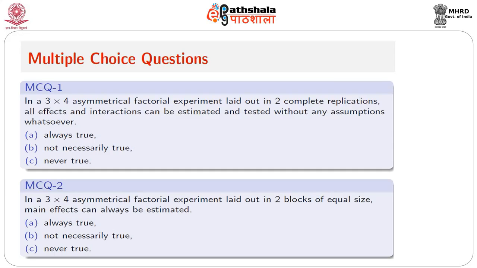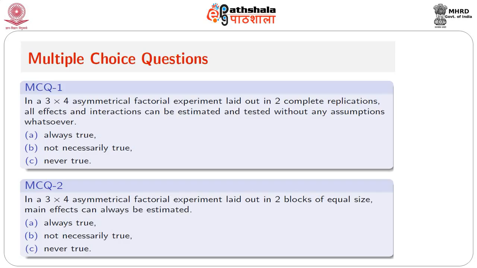Is it a replicated experiment? Or they are complete replications? Yes, there are complete replications, no blocking, nothing. Replication 1, all the 12, replication 2, all the 12. So you have enough degree of freedom for error. We don't have to assume anything, all the effects and interactions can be estimated, and because of the replicated experiment, we have enough degree of freedom for error. Therefore, we can always go for estimation and testing of all the effects and interactions without any assumption whatsoever. So, answer is A. What is the next one?